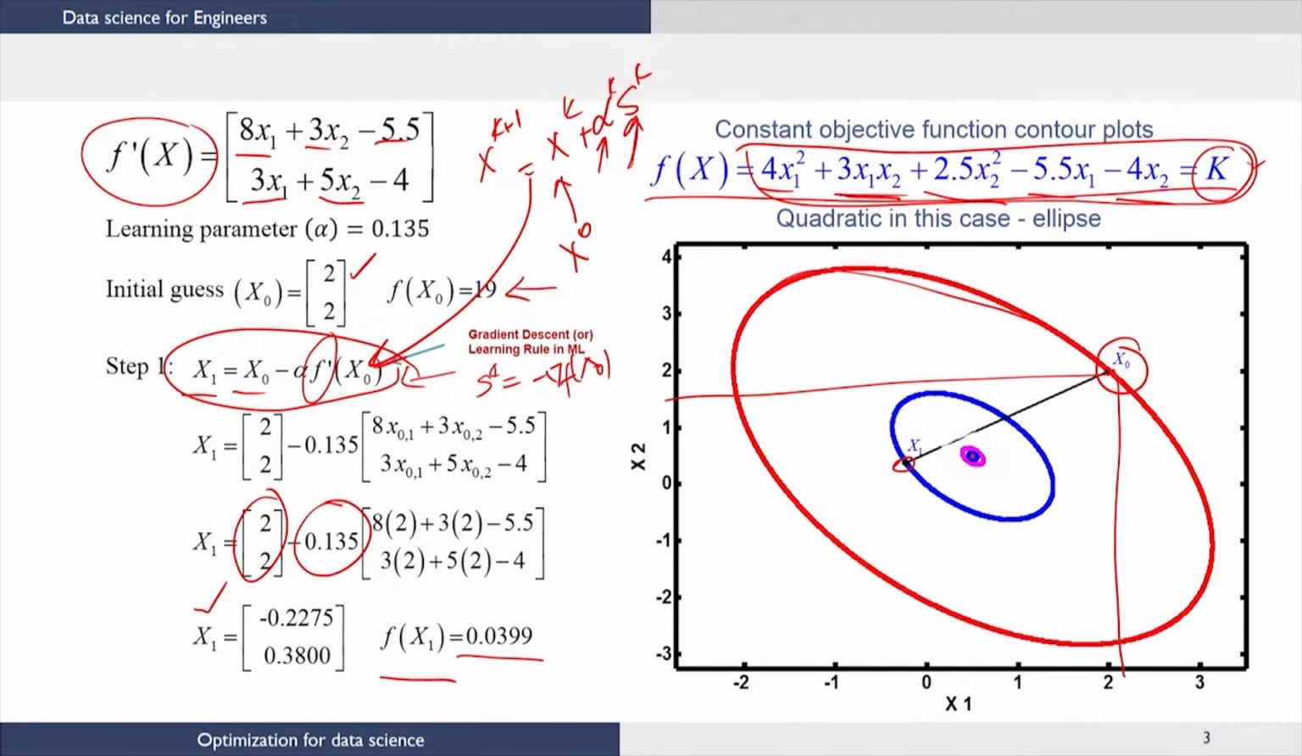So, this is the new point that we are at, and if you find out this value, which is 0.0399, and then set this k to be this number, whatever was f of x 1, which is 0.0399, then you would notice that the equation form remains the same, except this constant has changed. So, this is continuing to be an ellipse, but it is an ellipse that has shrunk from your original ellipse. So, the constant contour plot, this blue plot, is the plot at which f of x will take a value 0.0399. So, wherever you are on this blue curve or the blue contour, the objective function value is the same. So, this is the first step of the learning rule that we see.